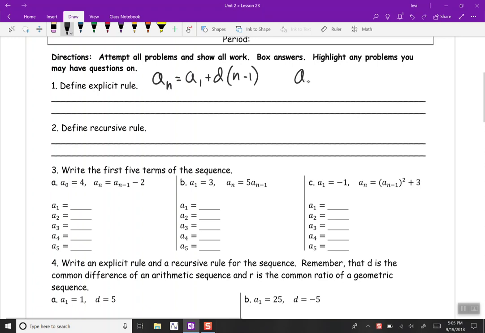You can also see it written with the first term plus, and you can have the d on the back side too. It doesn't matter if the d is in front or in the back. So the explicit rule will take you to a specific term in the sequence.